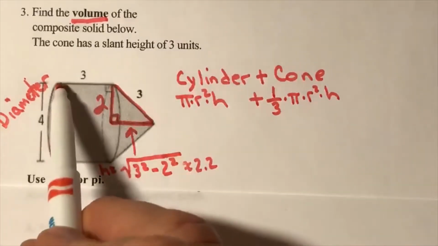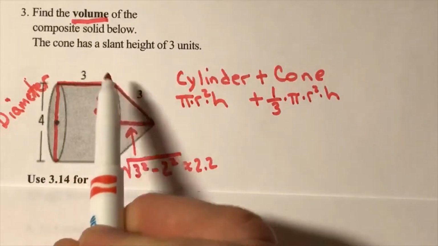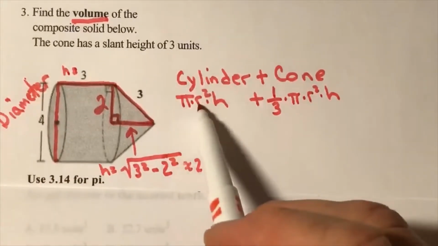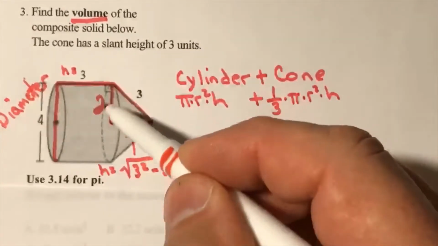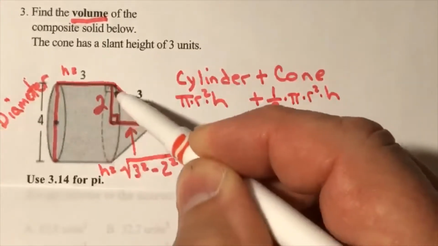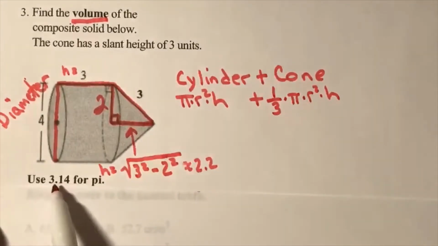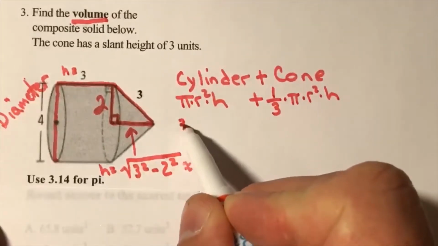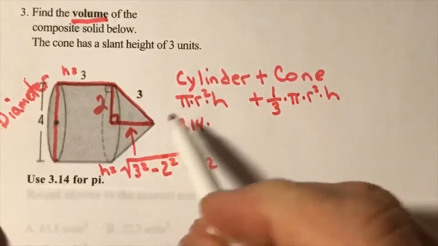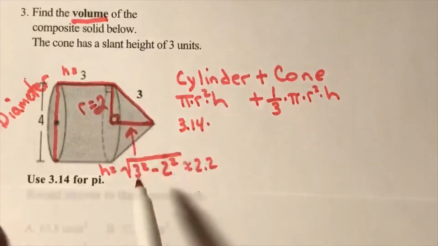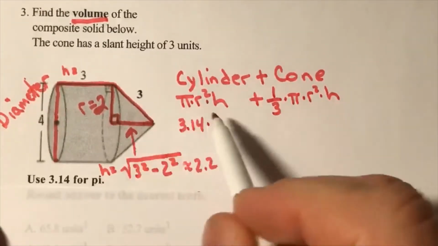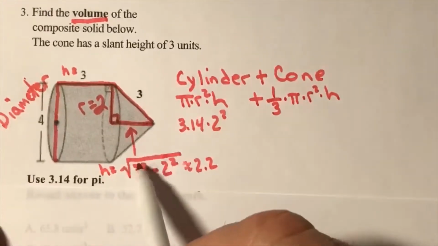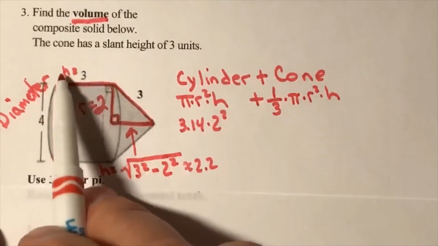Now, the height for the cylinder is right here. Let's keep our thoughts organized. We know the radius will be the same for both because the cone has the same shape circle as the cylinder. Replace the pi with 3.14. So 3.14 times 2 squared. This is my radius. Okay, so r is 2. Don't forget to square that. And the height for the cylinder was given.